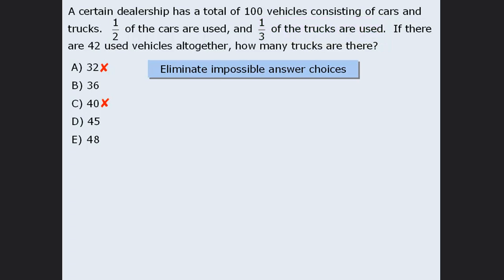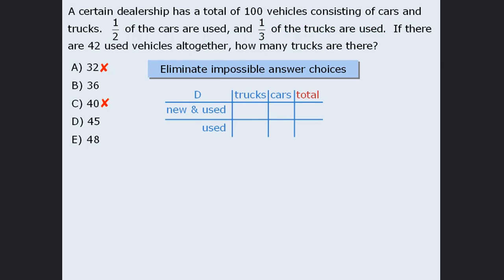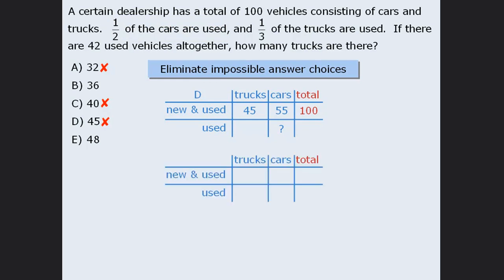There is also a problem with answer choice D, which we can see using a table. If there were 45 trucks, then we would need 55 cars to make a total of 100 vehicles. However, the question tells us that 1/2 of the cars are used, which means the number of used cars is 1/2 of 55. Since the number of used cars must be a positive integer, we can eliminate answer choice D as well. At this point, we only need to test one answer choice.